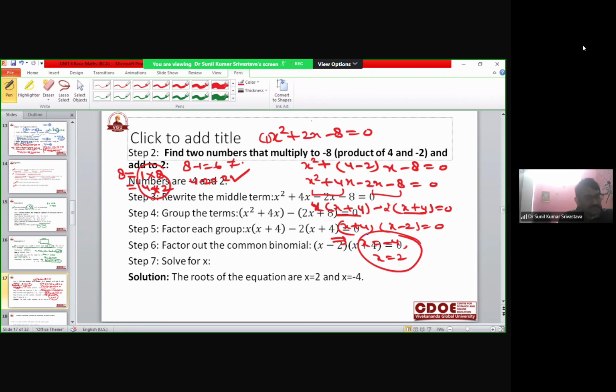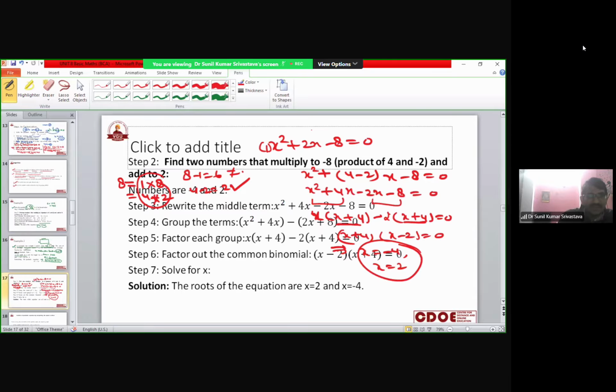These are the roots of this quadratic equation. Okay, I hope you understand this one. Now moving next.